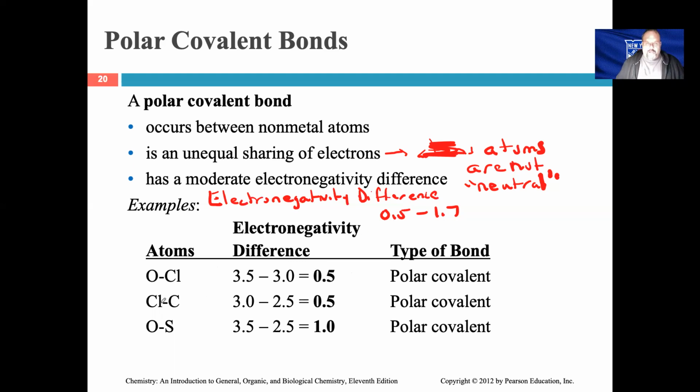O–Cl, the difference is 0.5. Cl–C, the difference is 0.5. O–S, the difference is 1.0. So these would be all polar covalent bonds.